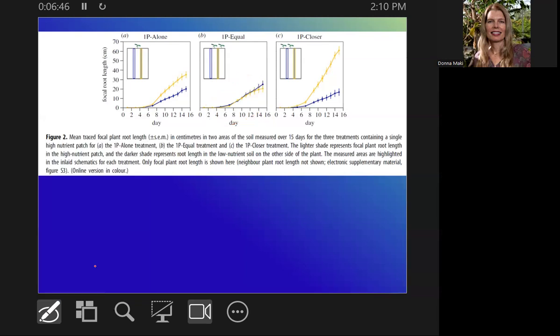Then they said, okay, what about when you have one of them closer to the good nutrient patch, the high nutrient patch? And you can see that, again, you get that really great root growth into the high nutrient patch. It did not go into this other nutrient patch where it was closer to that neighboring plant.